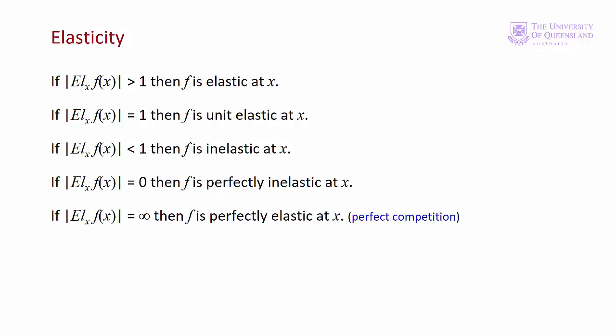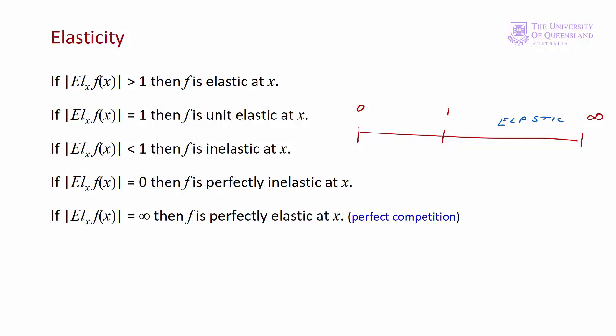Let's look at that on a number line. When the absolute value of elasticity is greater than 1, the function is elastic. So that's this range here. In the case of elasticity of demand, the absolute value of elasticity is greater than 1 when there are lots of substitutes. If the price goes up, then there's a big response. People go elsewhere.